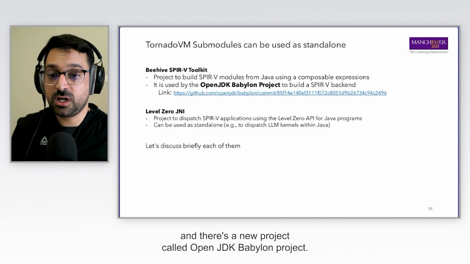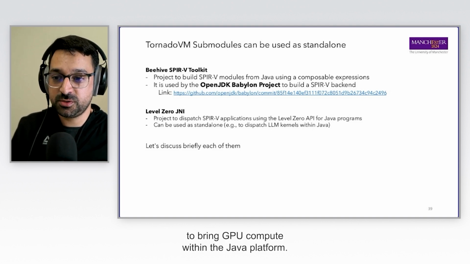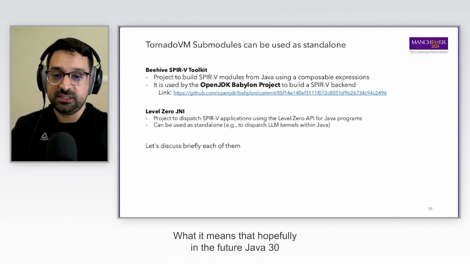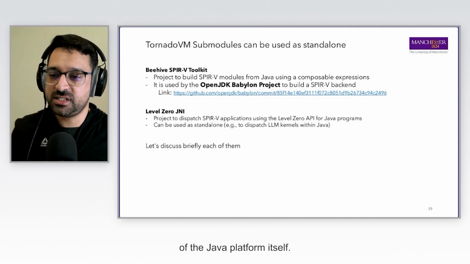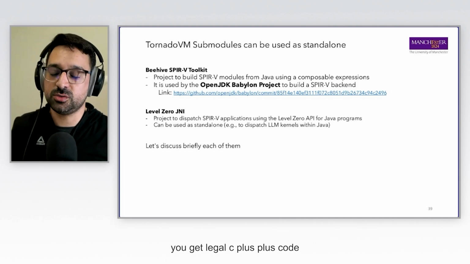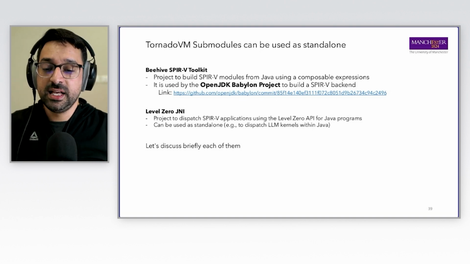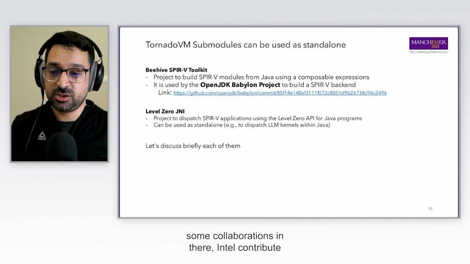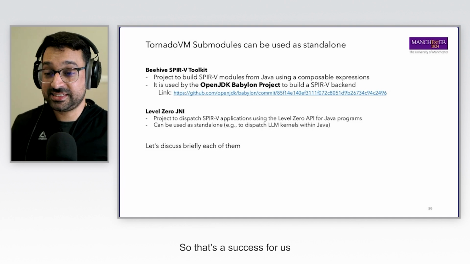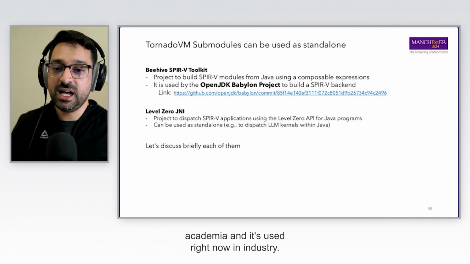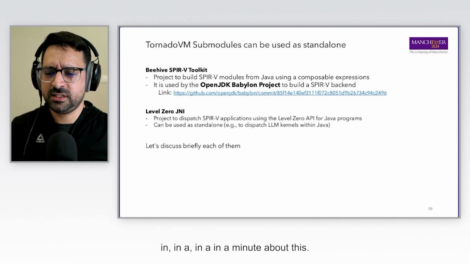And there is a new project called OpenJDK Babylon project. This is a new initiative from Oracle to bring GPU compute within the Java platform. What it means is that hopefully in the future, Java 30, for example, in a few years, GPU compute will be part of the Java platform itself. This is something similar to oneAPI. You write C++ code, and you have an implementation you can run on GPUs. What is interesting is that Intel contributed to the SPIR-V backend, and it used the SPIR-V Beehive Toolkit. That's a success for us because it's something we created within academia, and it's used right now in industry. So it's quite good. I will talk a bit more about this in a minute.